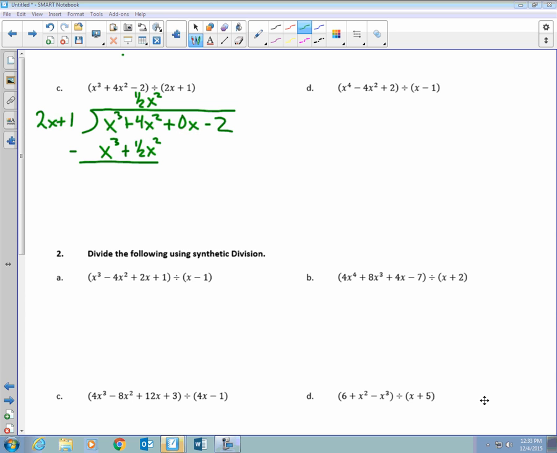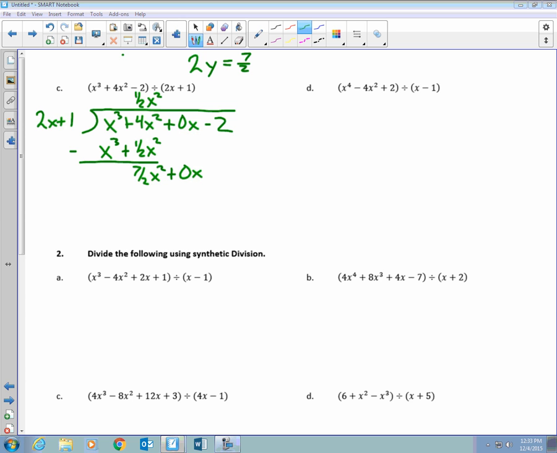What is 4x squared minus 1/2 x squared? 3.5, written as 7/2, right? 7/2 x squared plus 0x. What do you multiply? We know we're going to have an x, right? x times x is x squared. What do you multiply 2 by to get 7/2? 7/4, right? Because 2 times what is equal to 7/2?